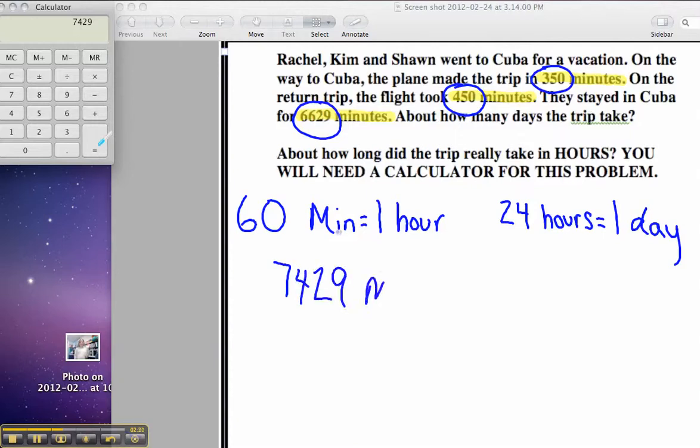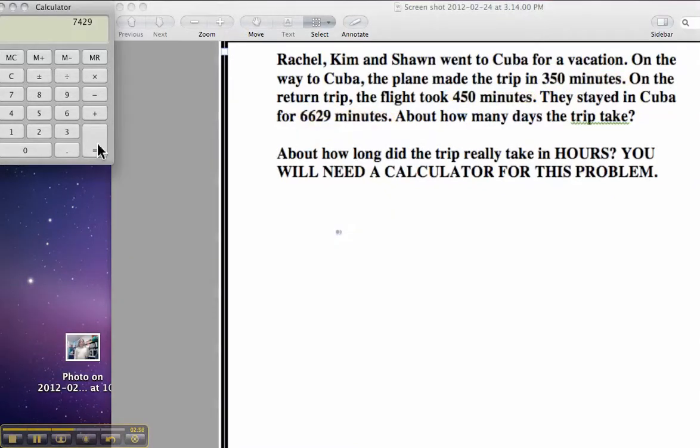7,429 minutes. Now this is not the answer though, boys and girls. That's how many minutes this trip took. So, in order to change this minutes into hours, you're going to have to take 7,429 and divide it by 60. So watch. Toggle back. 7,429 is on your calculator, and you hit divided by 60.